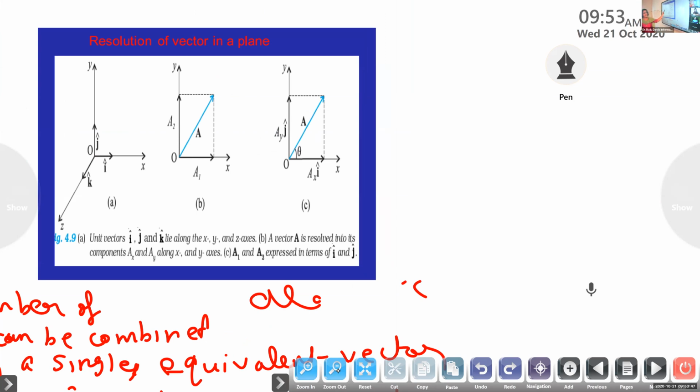How can we represent that? It is in your textbook. So why are we accompanying or multiplying with I, J, K? Because I is a unit vector along the x-axis itself.